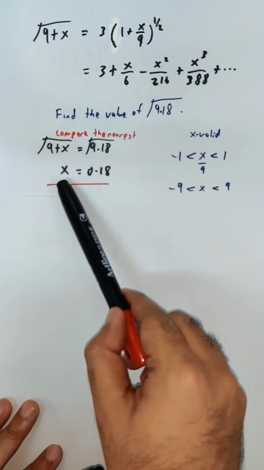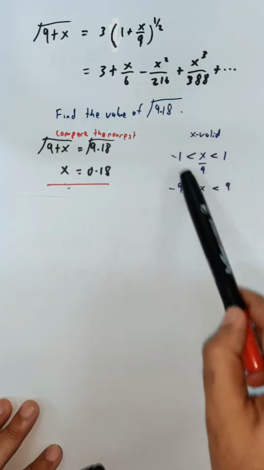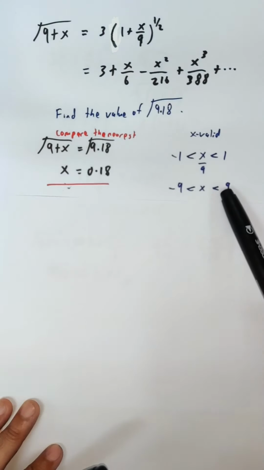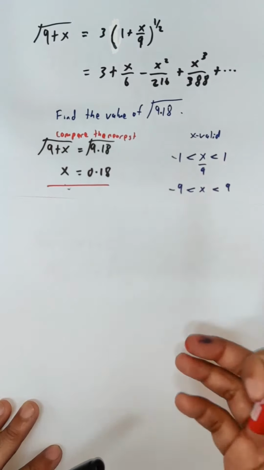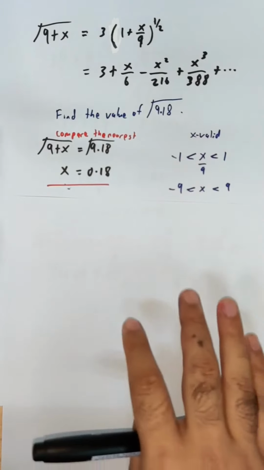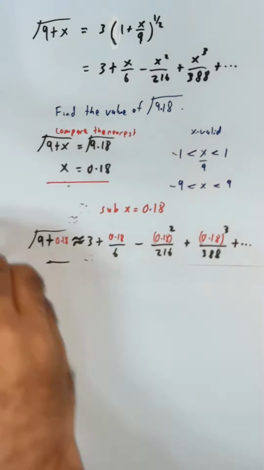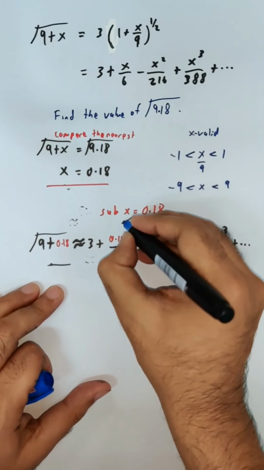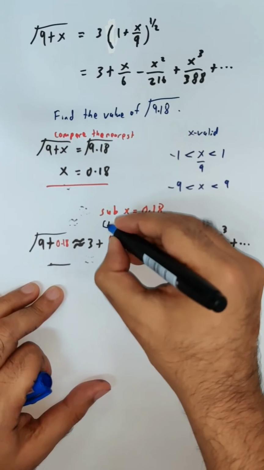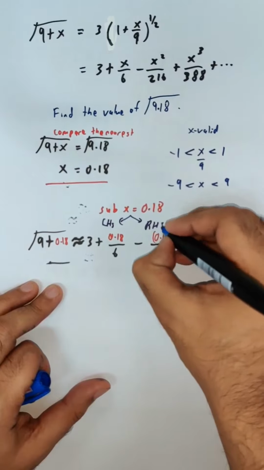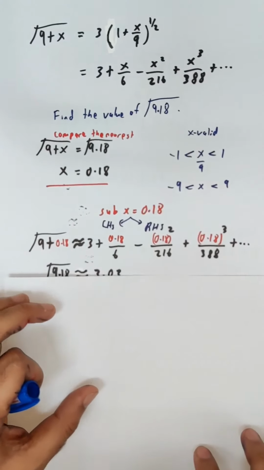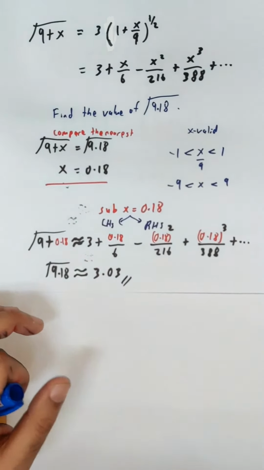Okay, so we get ourselves x equals 0.18, and I highly recommend you check the validness of it. This is what the subtopic is for. And then you substitute to both sides, to the left hand side and to the right hand side, and press your calculator and try it out. Okay, we got our answer straight away.